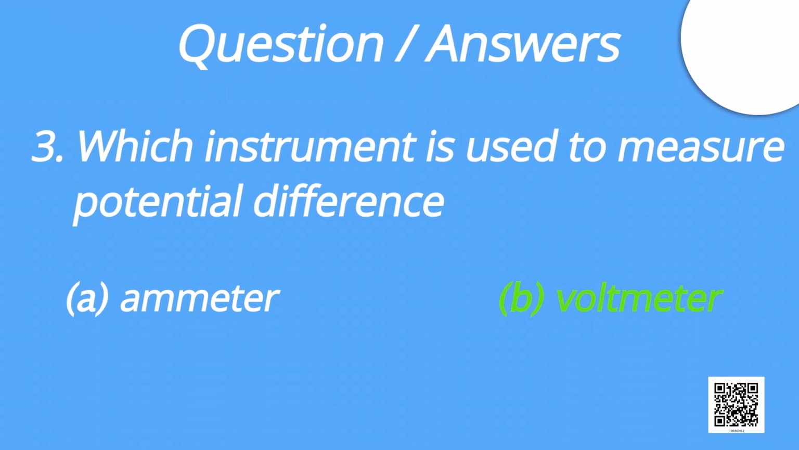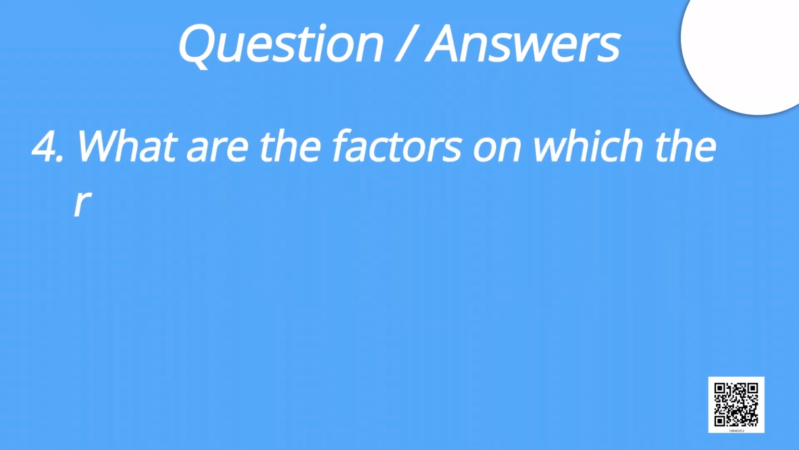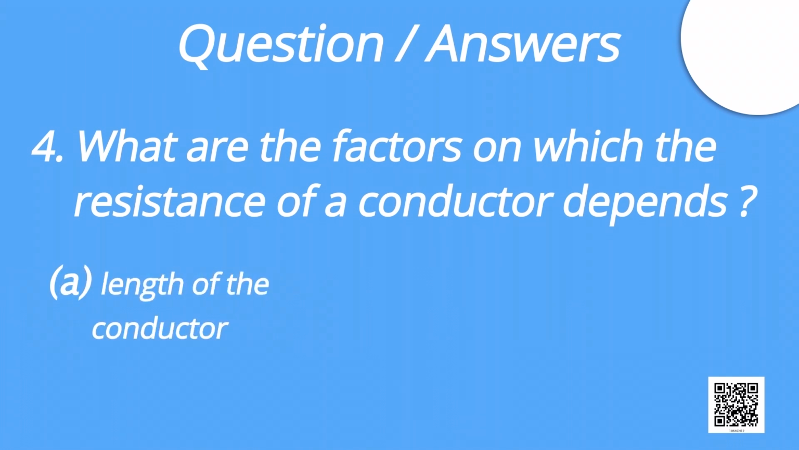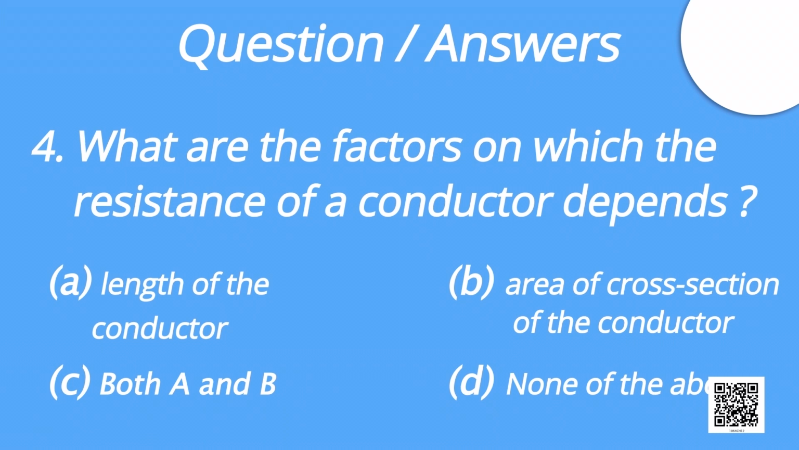And my last question is, what are the factors on which the resistance of a conductor depends? The options are A, length of the conductor, B, area of cross section of the conductor, C, both A and B, and the last option, D, none of the above. And children, the correct answer is option C, that is both length of the conductor and area of cross section.